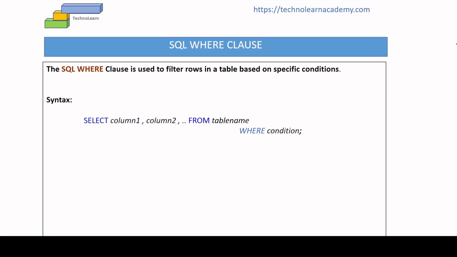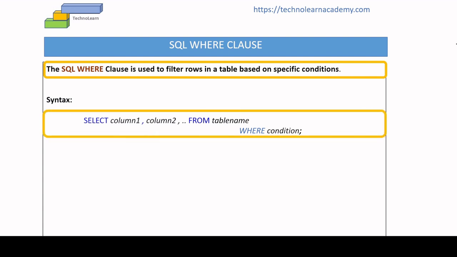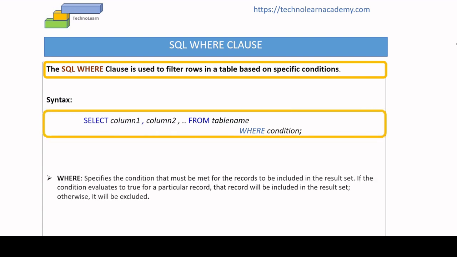In this lecture, we are going to discuss the SQL WHERE clause. The WHERE clause is used to filter rows in a table based on specific conditions. This is the syntax for the WHERE clause. The WHERE clause specifies the condition that must be met for the records to be included in the result set. If the condition evaluates to true for a particular record, that record will be included in the result. Otherwise, it will be excluded.